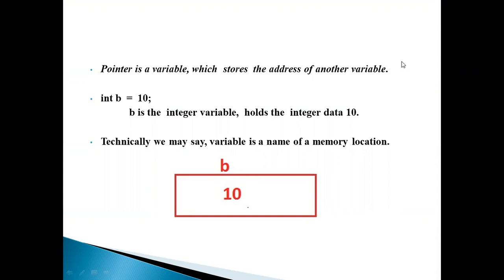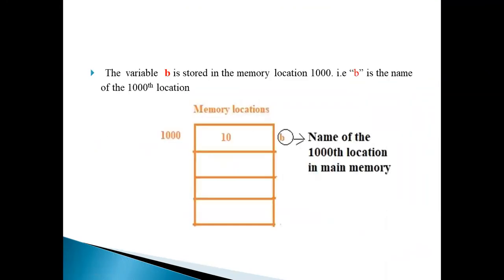For example, int b = 10. b is the integer variable, which holds the integer data 10. Technically, we may say a variable is a name of a memory location. See the diagram. The variable b is stored in the memory location 1000. That is, b is the name of the 1000th location.